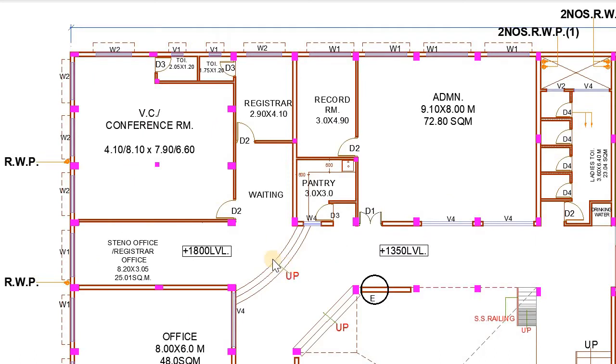So this curvilinear staircase over here, as you can see in the layout, is another part of the admin area which consists of conference room, registrar and a separate waiting for the conference and the registrar. Also, the conference room and the registrar have been designed with a separate toilet.